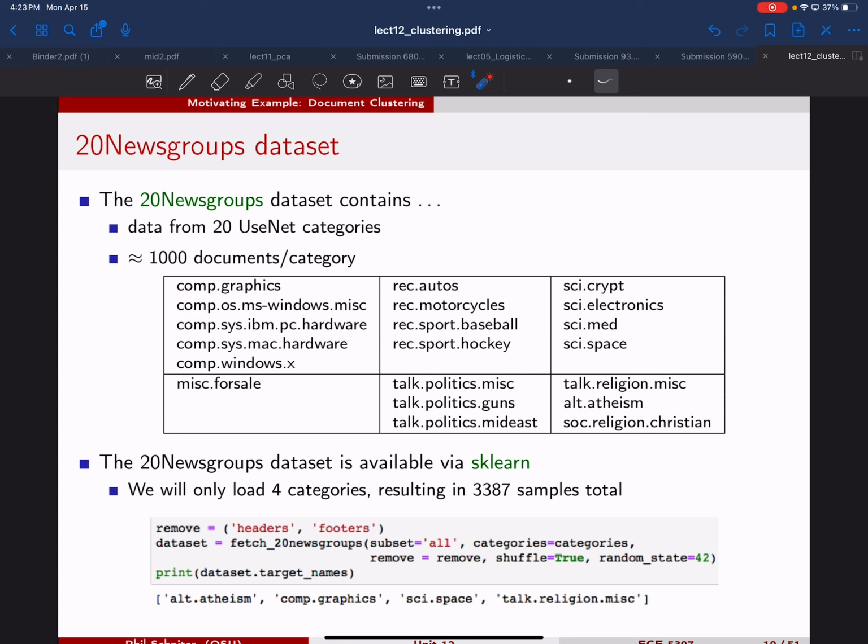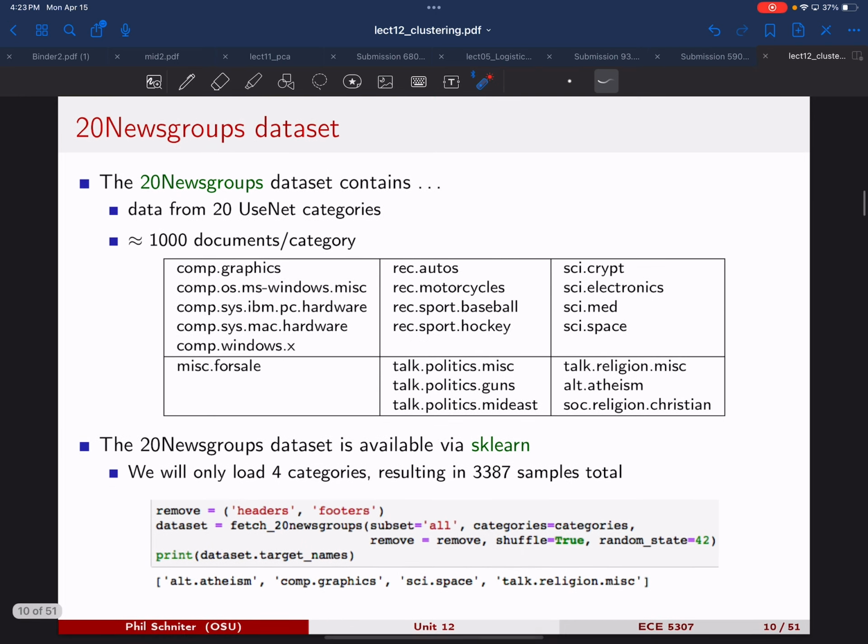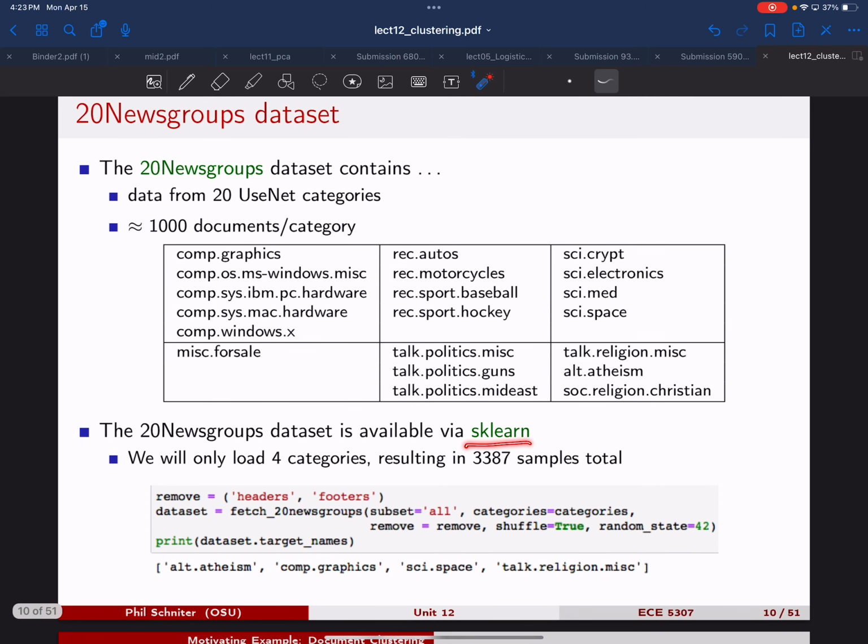And the documents are not very long. They're sort of email length. They look a bit like emails. We'll see one in a moment. This is built into scikit-learn, and we'll just load 4 categories. And for the 4 categories we loaded, there's 8387 samples total. And the ones we're going to look at are alt.atheism, comp.graphics, sci.space, and talk.religion.misc.